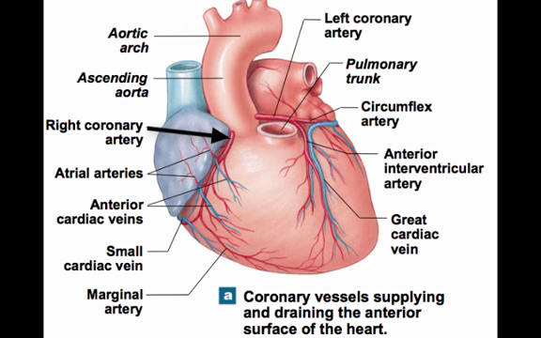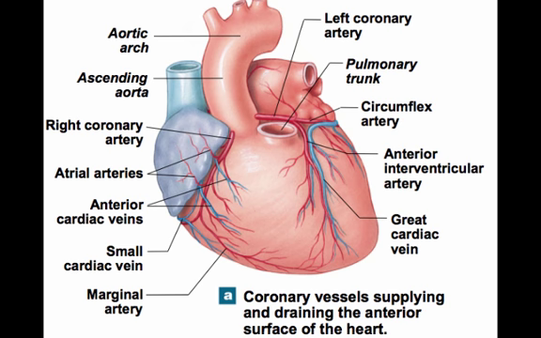The right coronary artery supplies blood to the right atrium and portions of both ventricles. It branches into the marginal arteries and the posterior interventricular artery. The left coronary artery supplies blood to the left ventricle, left atrium, and the interventricular septum. There are 2 main branches of the left coronary artery, the circumflex artery and the anterior interventricular artery.